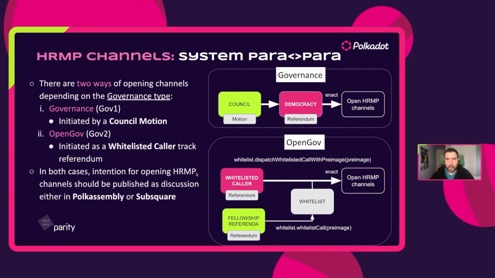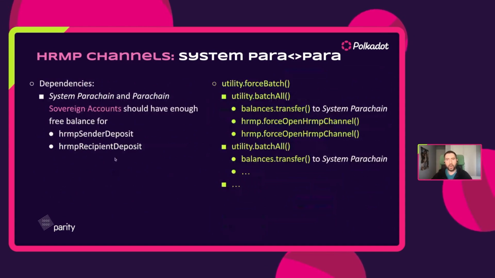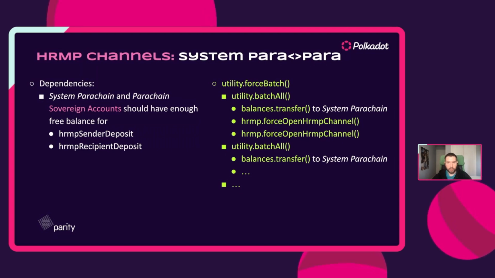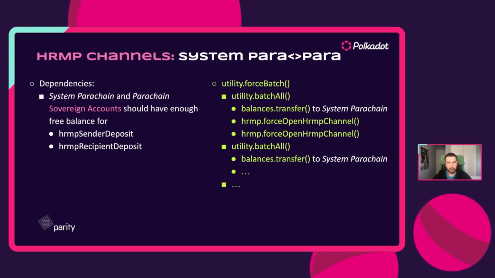Let's take a closer look at how the system to parachain message looks like, the one that will go through governance. We have to notice that there is a dependency. Remember that you have to pay for these actions, so you need to have a deposit. We want to make sure that the system parachain and the parachain sovereign accounts have enough balance for the HRMP sender deposit and the HRMP recipient deposit. So this would be the call.